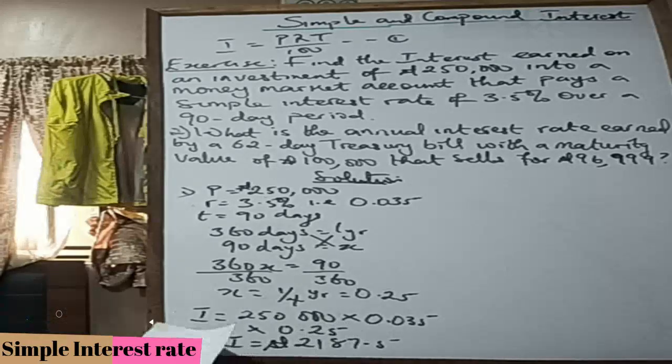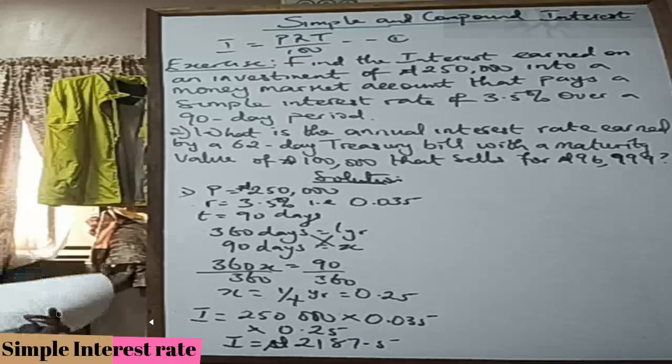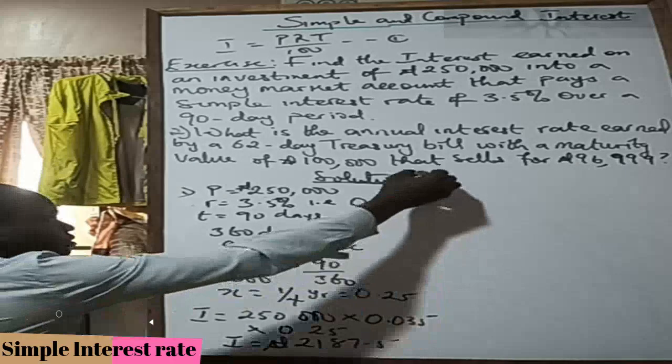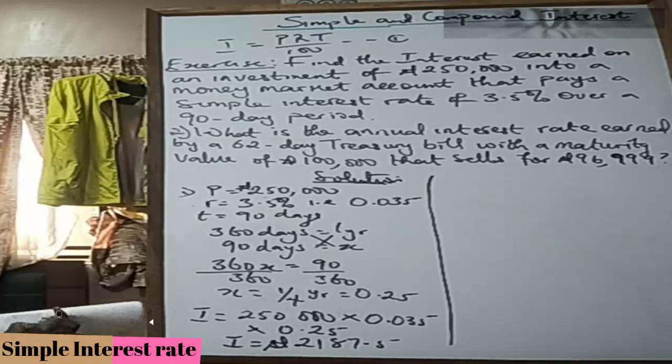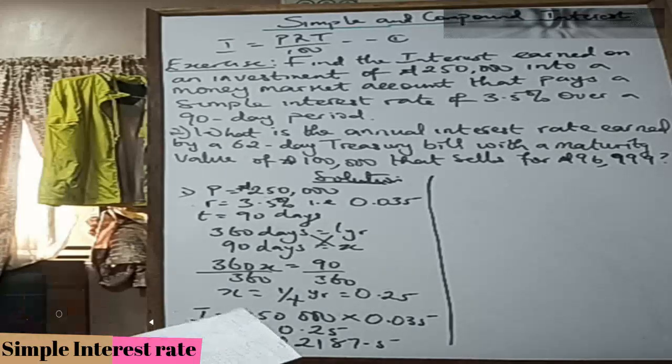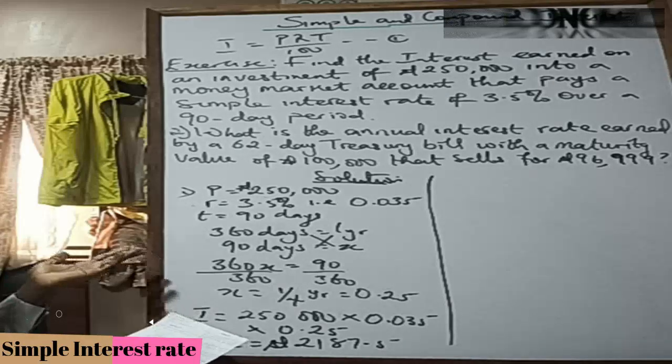So we have two questions on the board. What do we do about the second one? The second one says, what is the annual interest rate? So here we have to look for R. Okay, annual interest rate, and by 62-day treasury bill. I've said it before that a treasury bill is something sold in the money market. It's a financial instrument or financial security sold in the money market, with a maturity value of 100,000.